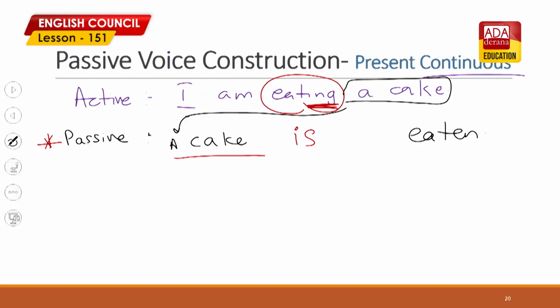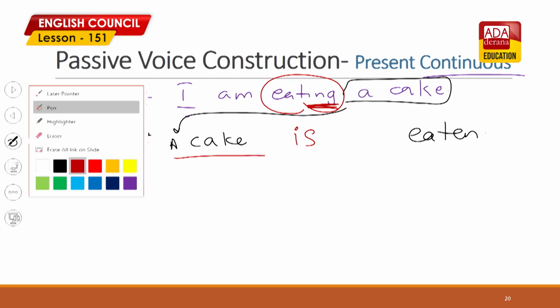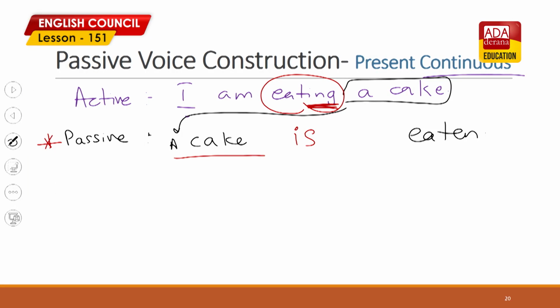Look at the screen. So now you need the helping verb with the be verb. What is the helping verb? Being. Being.